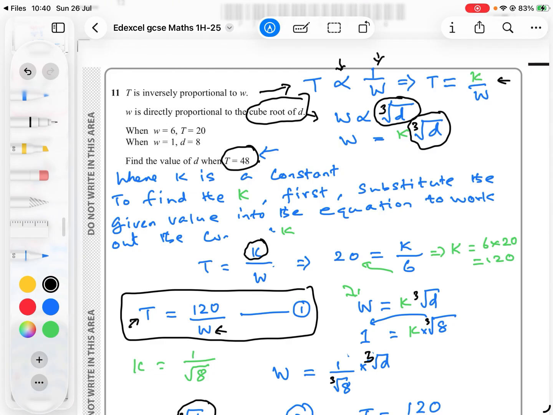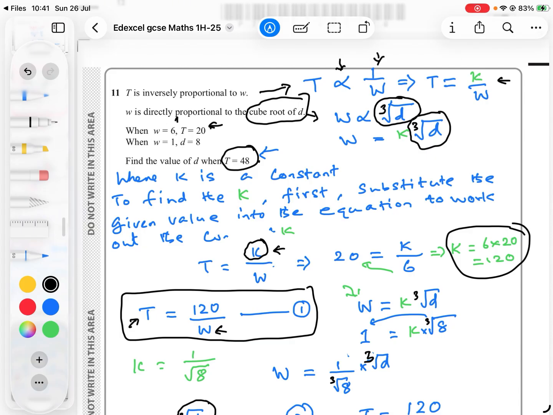So we are going to work out this K first. Substitute T for 20, then W for 6. So 6 times 20, 120, K is 120. Then you substitute this K equal 120 back to here, and you will get the equation T equals 120 over W, equation 1.